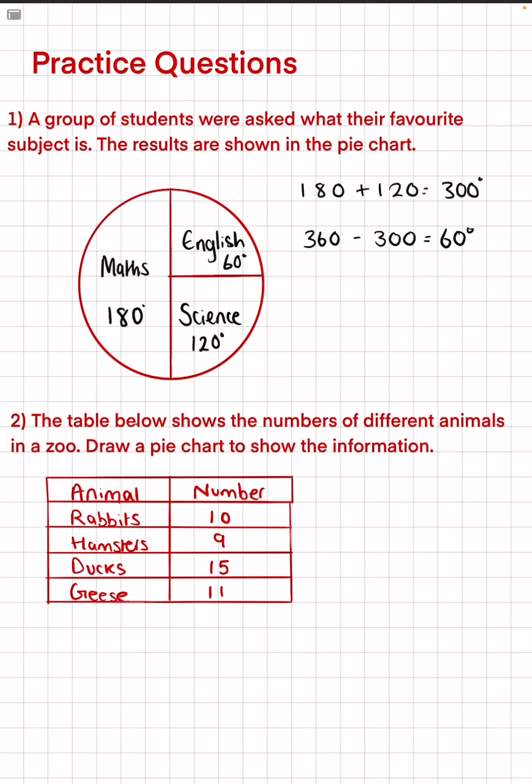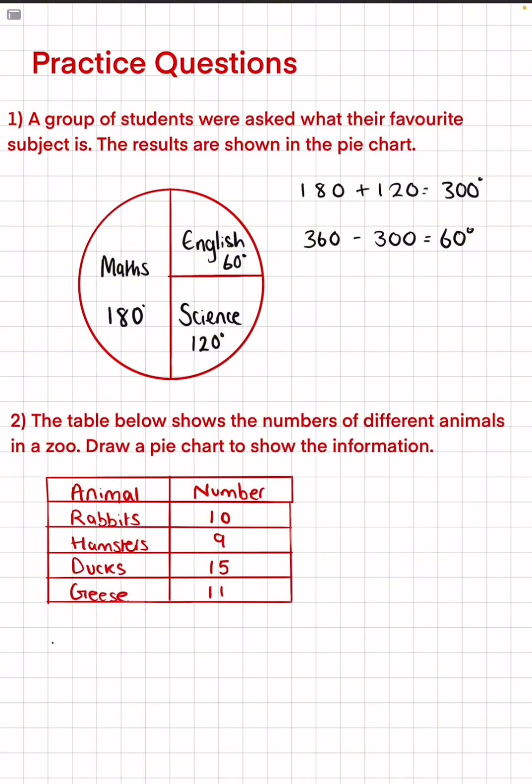Question 2 says the table below shows the number of different animals in a zoo. Draw a pie chart to show the information. We need to turn these numbers into angles before we can draw the pie chart. Let's start by working out the total number of animals.